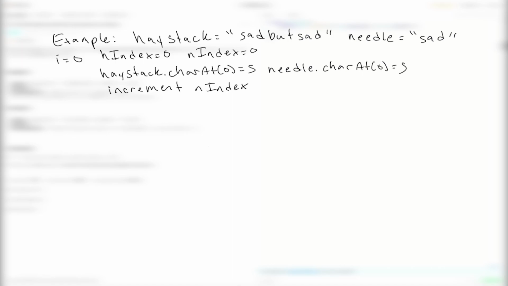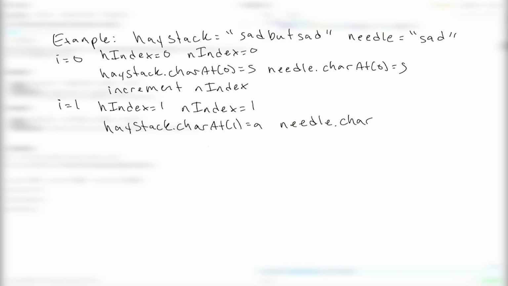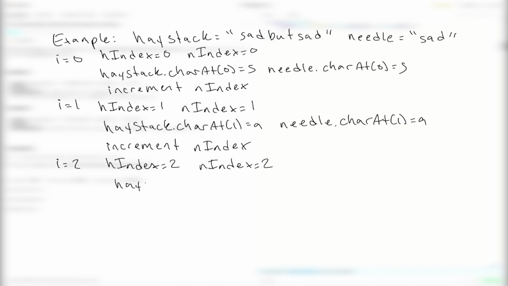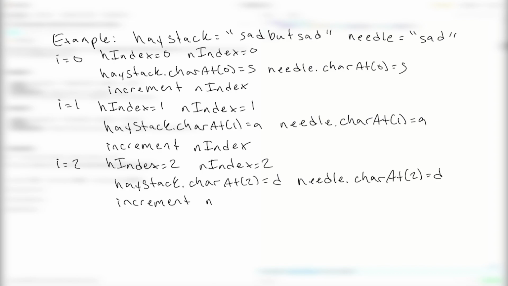We're also assuming this is a for loop, so we're also going to iterate i as well as the h index. So i equal to 1, our h index is equal to 1, and our n index is equal to 1. Now haystack.charAt(1) is equal to a, and needle.charAt(1) is a. Once again, they match, so we increment our n index. Now i equal to 2, h index is now equal to 2 as well, and our n index is equal to 2. So now haystack.charAt(2) is equal to d, and needle.charAt(2) is equal to d. So once again, we increment n index.